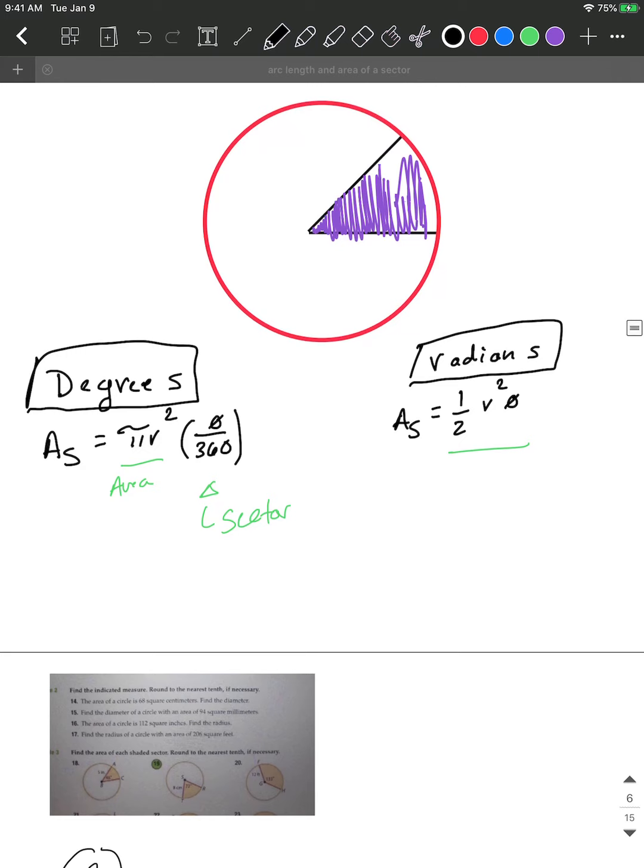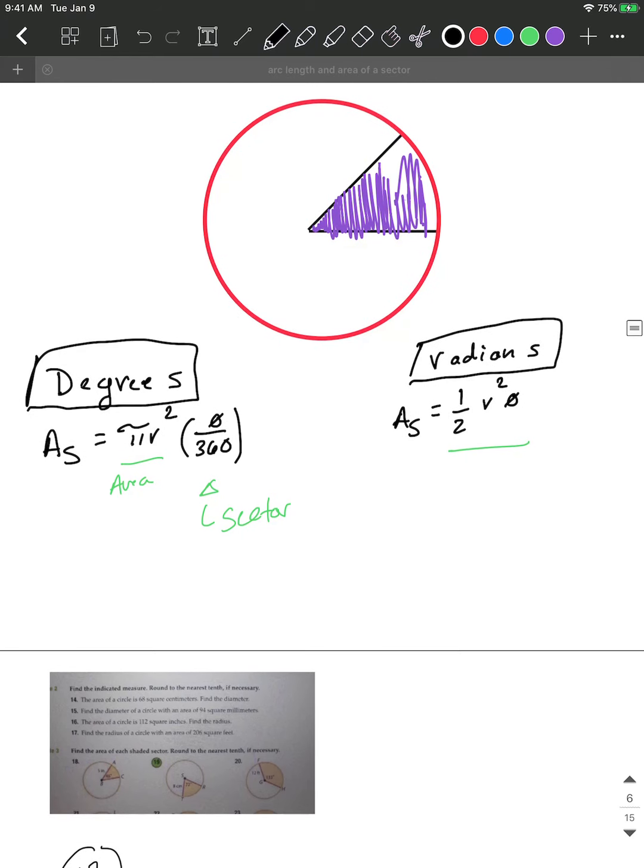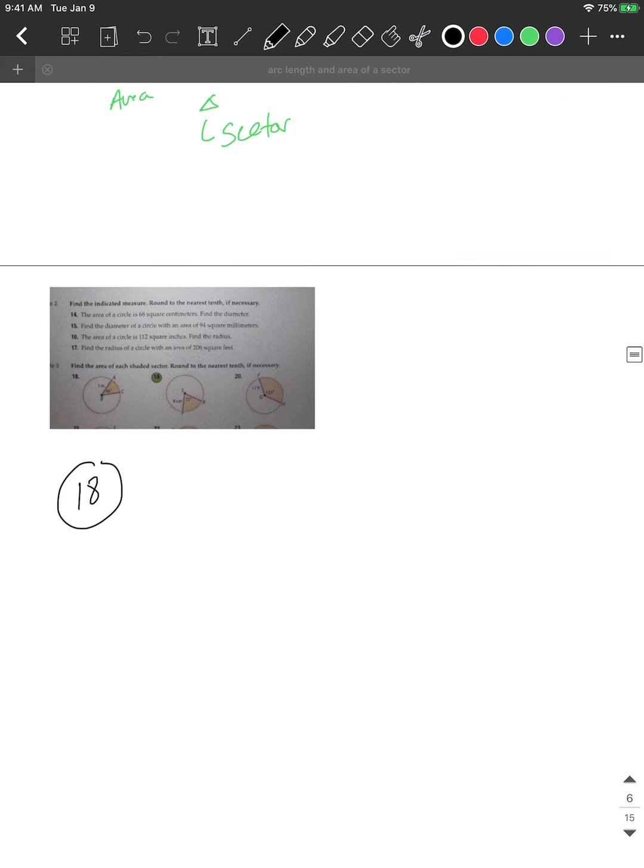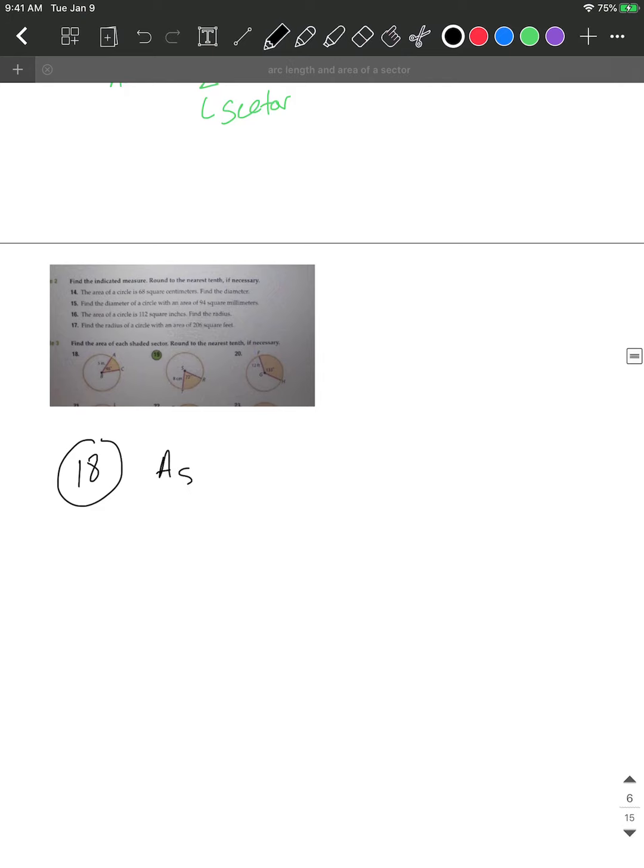So remember, that's the sector we're looking at, the piece in between, the wedge piece. We go ahead and copy down the formula, as I'm going to tell you every time. Write down the formula. Always write down the formula. Never want to not write down the formula. So we know that our radius that was given is 5 inches, and our theta is 46 degrees. So the degrees is essentially just going to go inside of here.